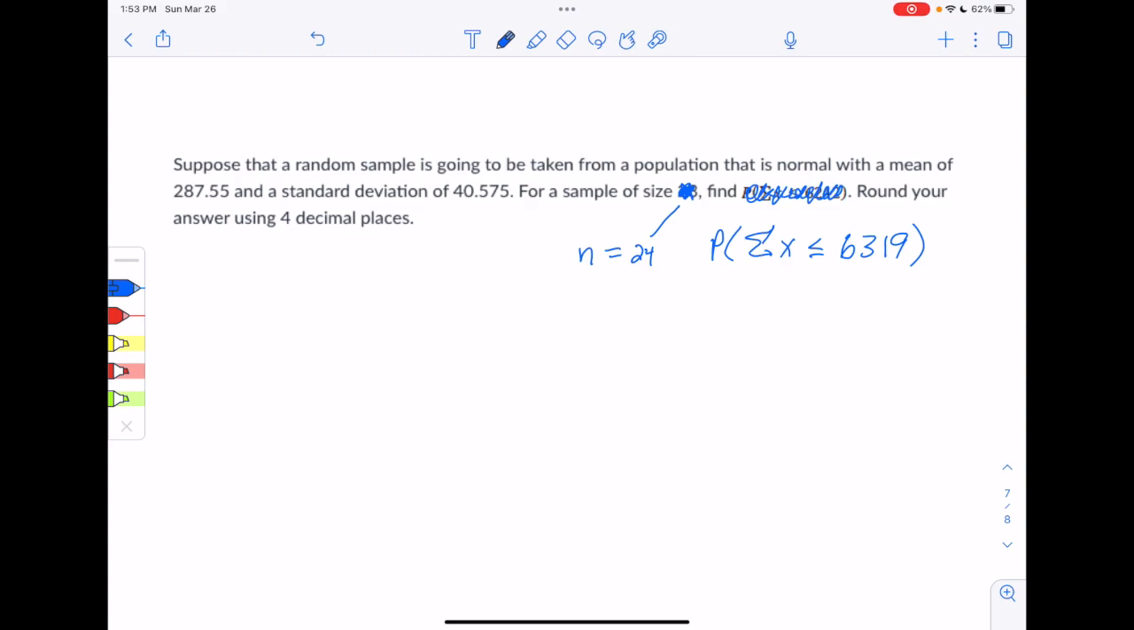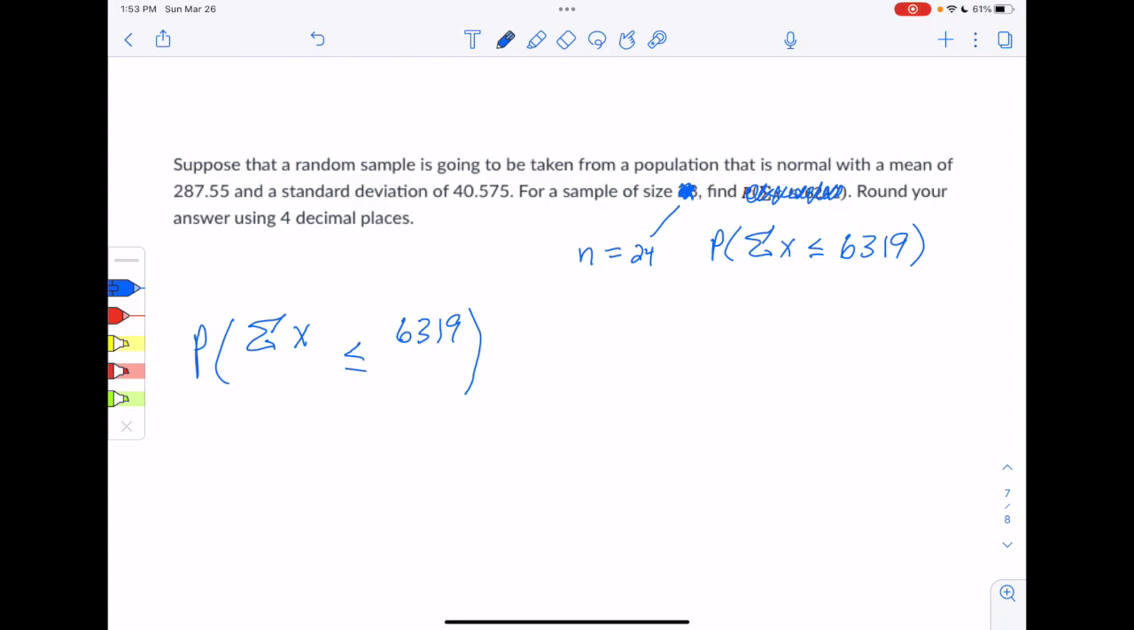All right, so let's get started by copying that question down, and then we're going to make some changes to it. I'm going to write the sum of the x's less than or equal to 6319. And if you look at this, I've written it a little weird, so why is that? Well, I need to change this into a question that looks familiar to us. We've been doing probability questions in Chapter 7 about p hat and x bar, and this is not about those, or at least it doesn't appear to be at first.